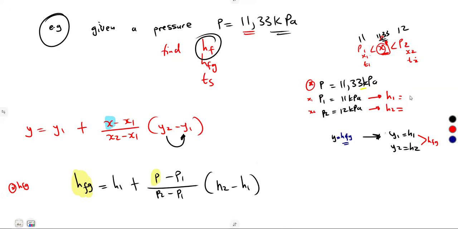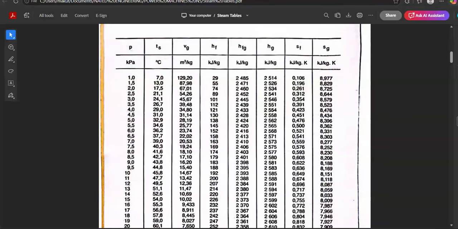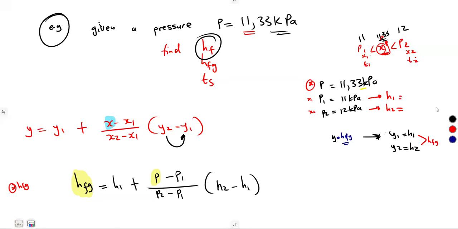At 11 kilopascal, your H1 is your HFG, since what you're calculating here, guys, is HFG. That is what you consider from your steam table. So H1 is from 11 kilopascal, but we need HFG there, straight up to this one. This is our HFG here, and the value is 2388. So you're going to take that value, 2388.